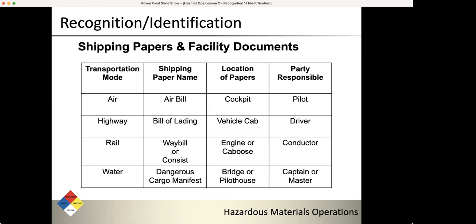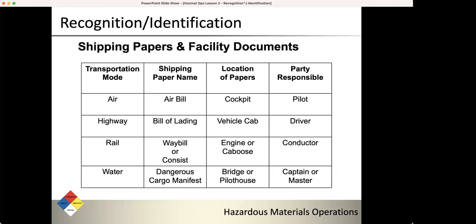If it's an over-the-road highway vehicle, it's called a bill of lading. It's usually in the vehicle cab with the driver. If it's over rail, it's called a waybill or consist. It's in the engine, since they don't have cabooses anymore, with the conductor. And if it's over water, it's called a dangerous cargo manifest. It's in the bridge or the pilot house with the captain or the master of the ship.